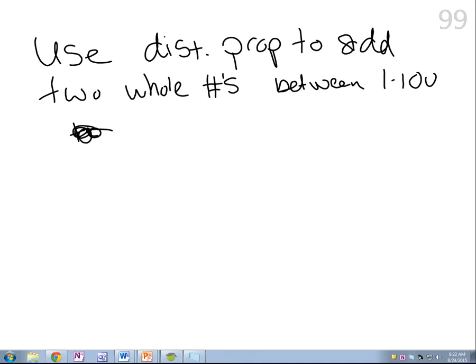Two whole numbers between 1 and 100. So probably to add two whole numbers between 1 and 100.